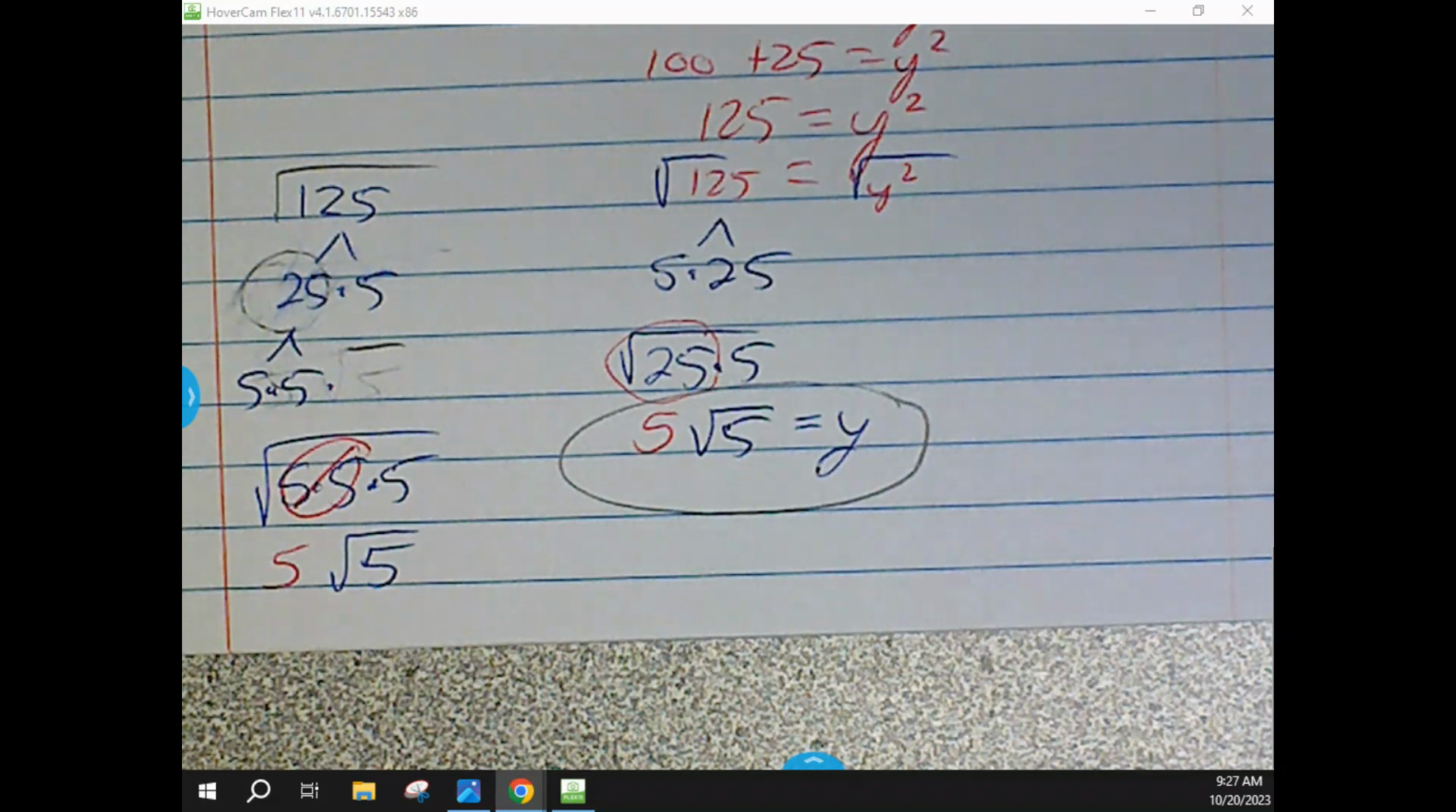Okay, and I know we did that, and that's probably been 3 or 4 weeks ago when we were simplifying square roots. So you may have to knock the cobwebs off a little bit on those to get through that part.